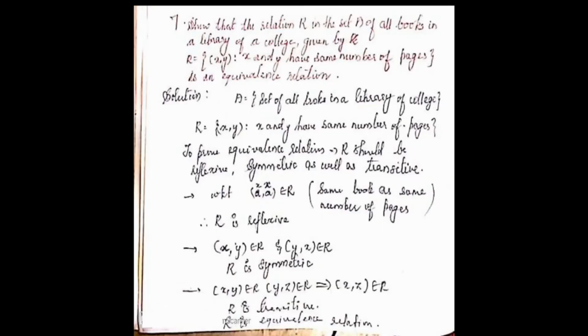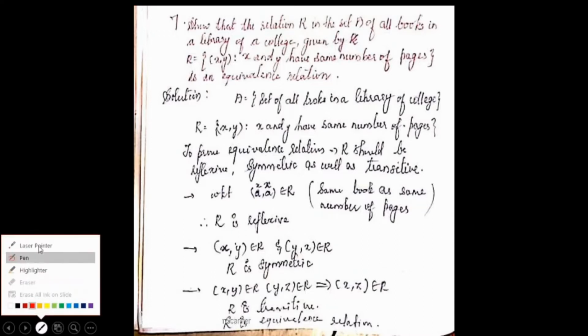Class 12 Mathematics, Chapter 1 Relations and Functions. Till now we have completed Exercise 1.1's 6th question, continuation, 7th question. The 7th question is as follows.